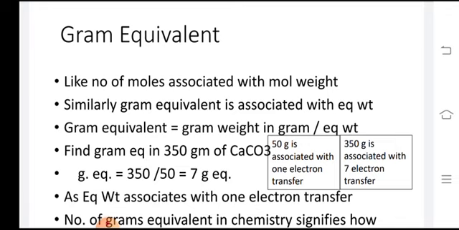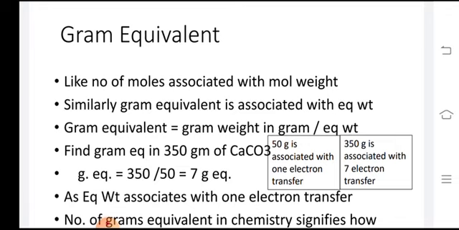So what is the given weight? That is 350. And what is the equivalent weight of calcium carbonate? The equivalent weight of calcium carbonate is 50. Now may I ask, what is equivalent weight? Equivalent weight is molecular weight divided by the valence number. The molecular weight of calcium carbonate is 100 and its valence number is 2. When we divide it, we get 50.